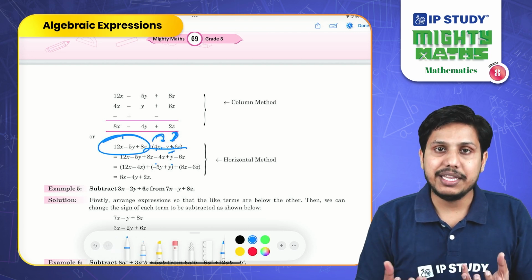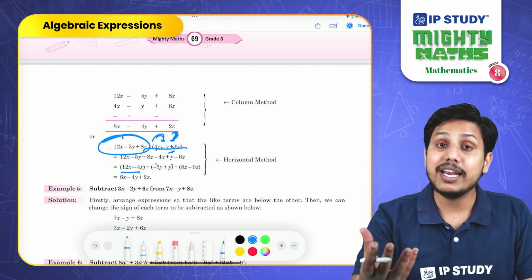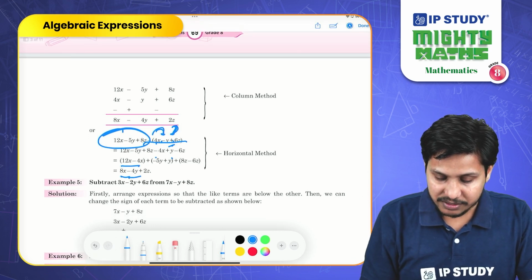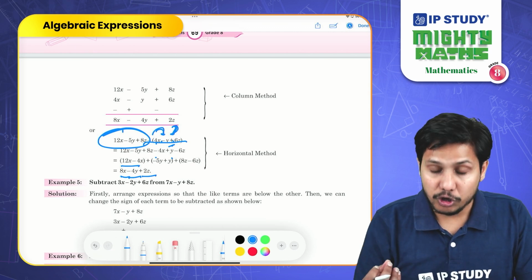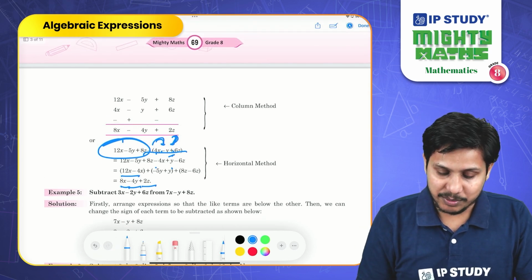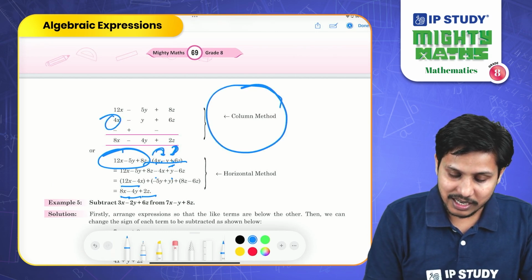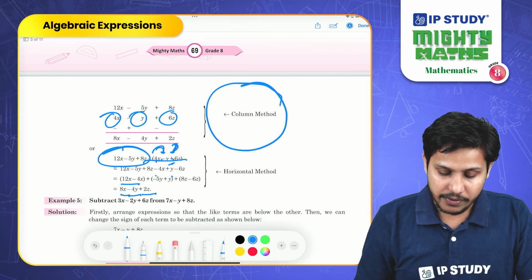Now we'll combine the like terms, as we were doing in addition. So here we'll have 8x minus 4y and 2z. So it is quite a similar process to what we followed in addition of algebraic expressions, and the column method is quite similar too, just we change the sign of the terms of the second expression. Okay.